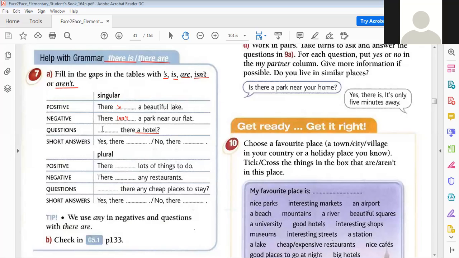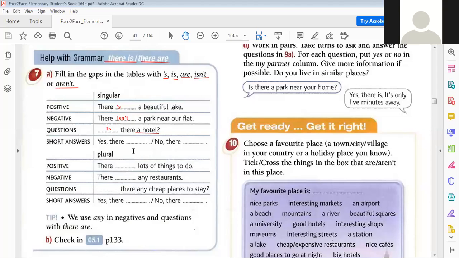But what does it mean, Amira? Can you tell me in Arabic? Is there a hotel? What does this mean? Is there a hotel? Is there a hotel in Arabic? Yes, that's it. Formal Arabic. Yeah. Okay, okay.